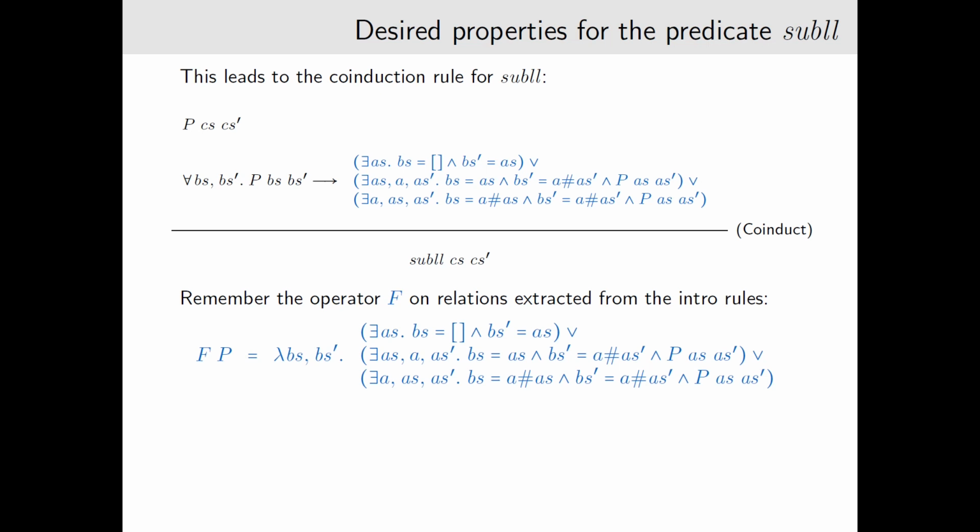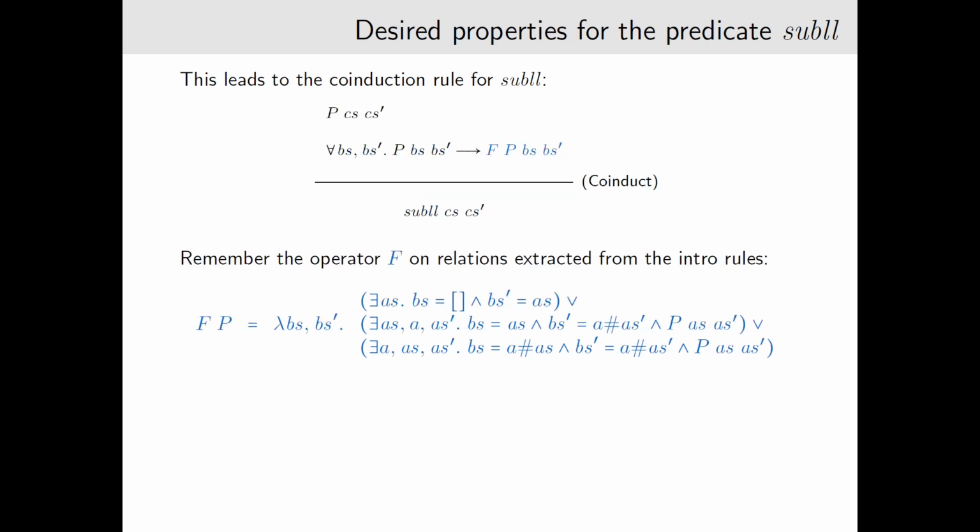So now we plug in the definition of this operator F, and this is the coinduction rule. It's just saying that if P implies F of P, then P implies the sublist relationship. But as usual, when we are preparing something for reasoning, we put this as a major premise as opposed to placing it in the conclusion. This is abstractly the coinduction rule, which is just a reiteration of the fact that the predicate that we just defined is the greatest post-fixed point.